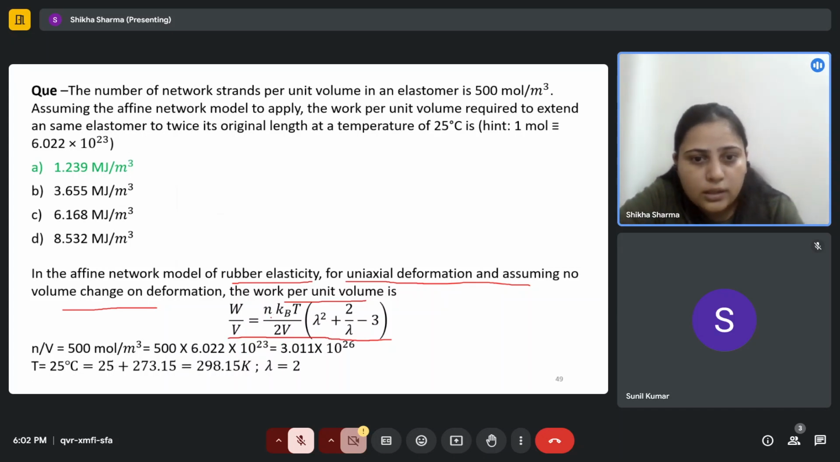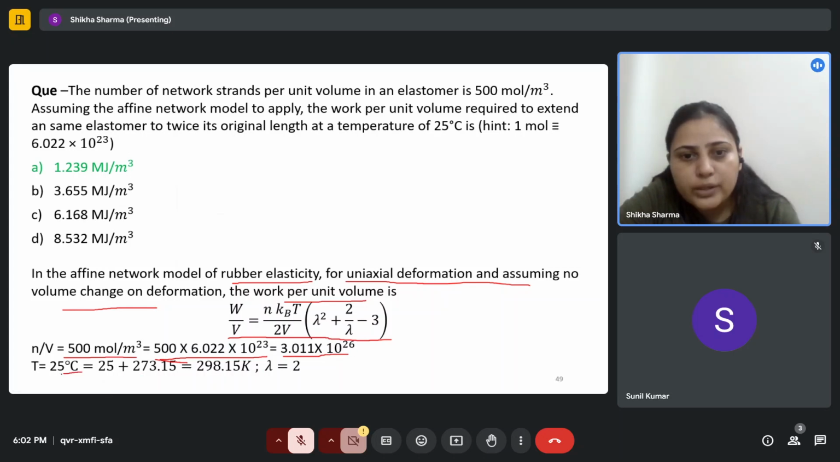Here N is the number of the network strands, V is the volume. So N by V, which is the number of network strands per unit volume, is given in the question as 500 mole per meter cube. We can convert it by multiplying by Avogadro number, which is 6.022 into 10 to the power 23, and we get N by V value as 3.011 into 10 to the power 26.